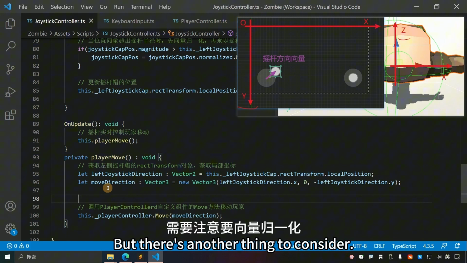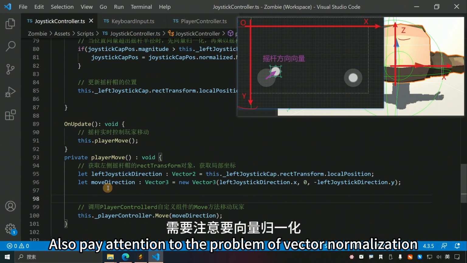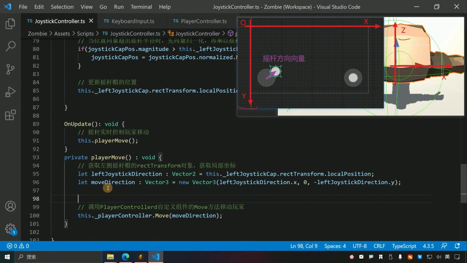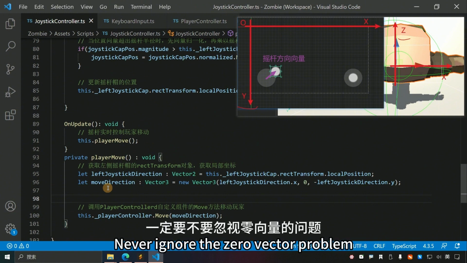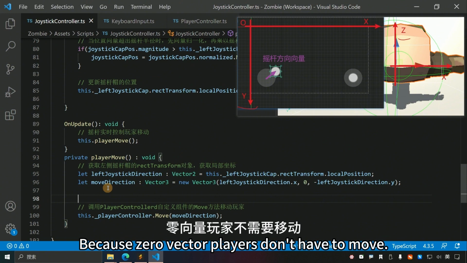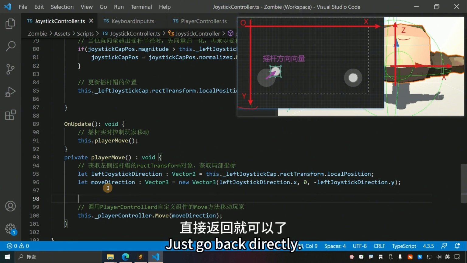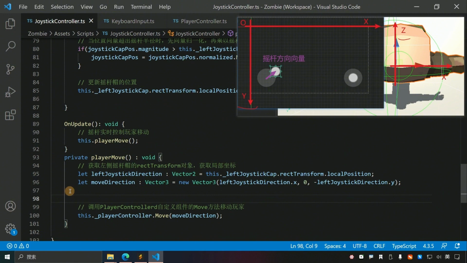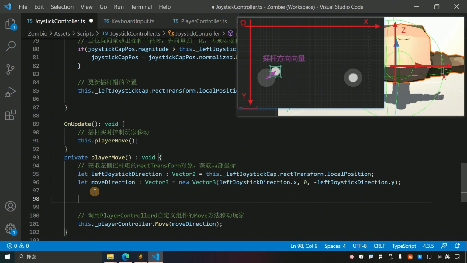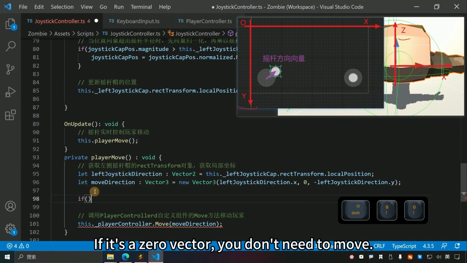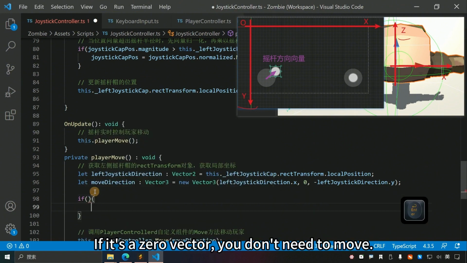But there's another thing to consider. Also pay attention to the problem of vector normalization. Since it is to be normalized, never ignore the zero vector problem. Because with a zero vector the player doesn't have to move, just go back directly. If it's a zero vector, you don't need to move.